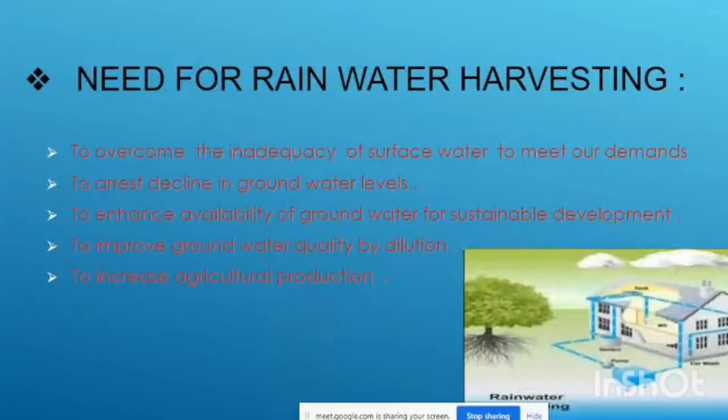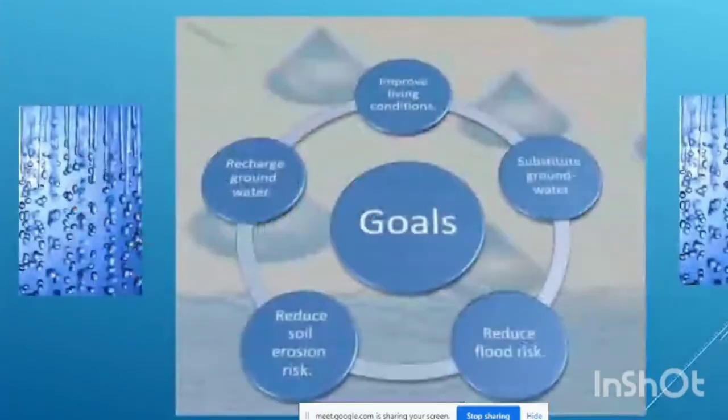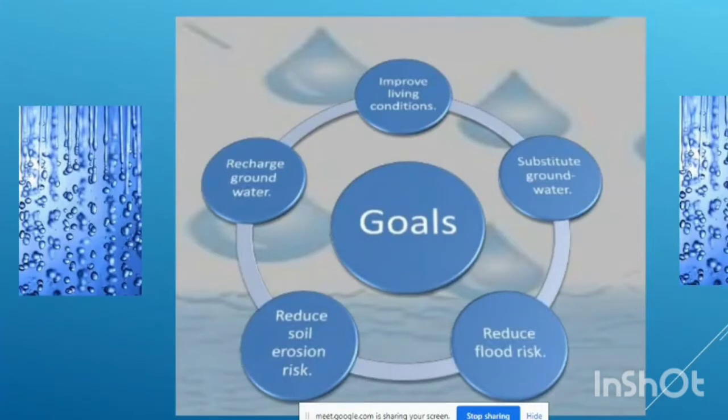Need for rainwater harvesting: to overcome the inadequacy of surface water to meet our demands, to arrest decline in groundwater levels, to enhance availability of groundwater for sustainable development, to improve groundwater quality by dilution, to increase agriculture production. Goals: improve living conditions, substitute groundwater, reduce flood risk, reduce soil erosion risk, recharge groundwater.